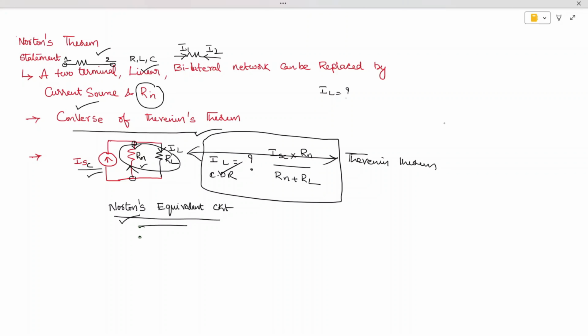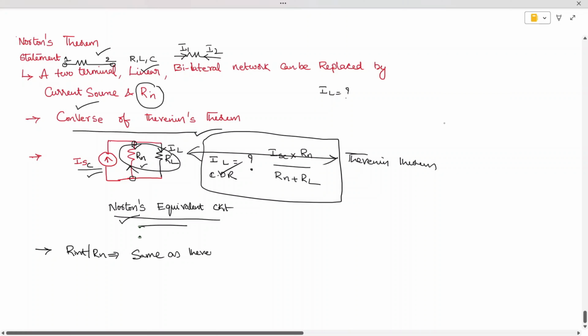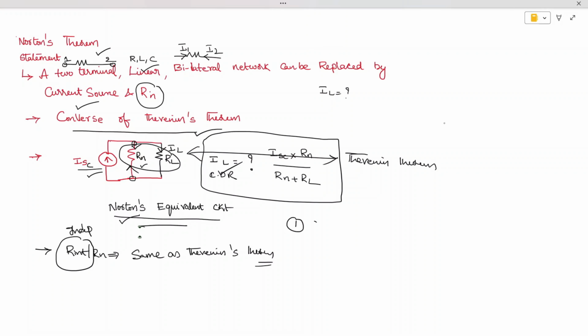So we have the reverse of what we did there, and the procedure of finding R internal or R Norton is the same as that of Thevenin's theorem. If you want to know about the basics of Thevenin's theorem, you can check out the previous page. The procedure of finding R Norton when you have independent sources is the same as finding R Thevenin. So there are three ways of finding the resistance. First, if you have independent sources, how to find R Norton or R internal.